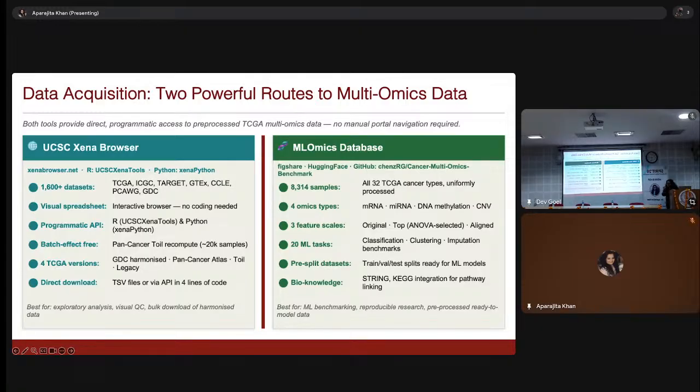But this is available through two portals. The first portal is the UCSC Xena browser, and the second one is the MLOmics. Now those who are with your laptops, can you take out your laptops and do this search: UCSC Xena browser, and the other search would be the MLOmics Python package. So I want you to really look into the data. This is not a slide discussion. Right?